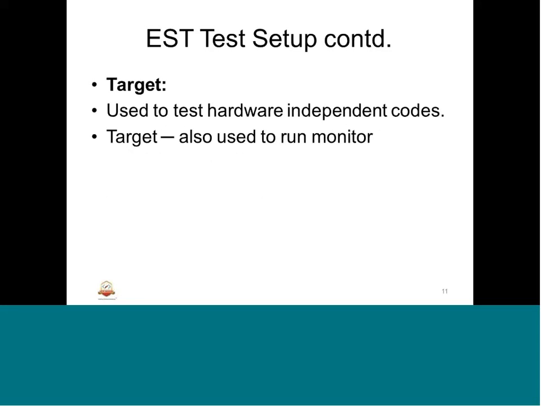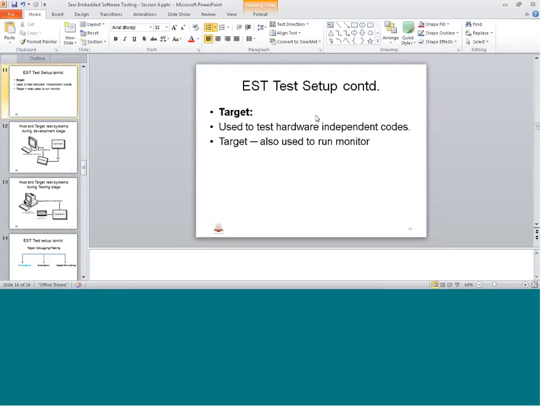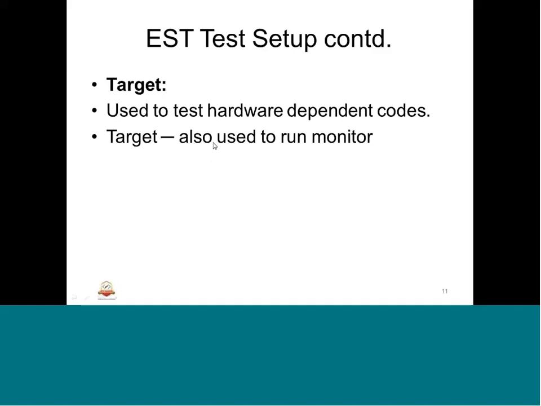So this is the definition of target. This is used to test hardware dependent code. I think there is a mistake here; the slide says hardware independent, but it should be hardware dependent. And the target is also used to run a monitor. That means from the target, anything that we expect to see as the output of the test needs some monitoring mechanism. That monitoring mechanism can be hooked into a target. That is how the target is used.